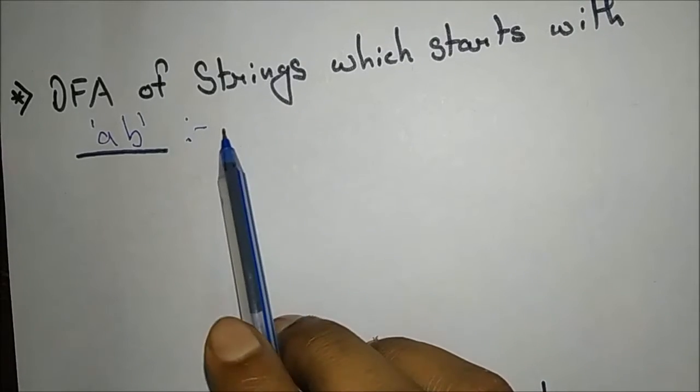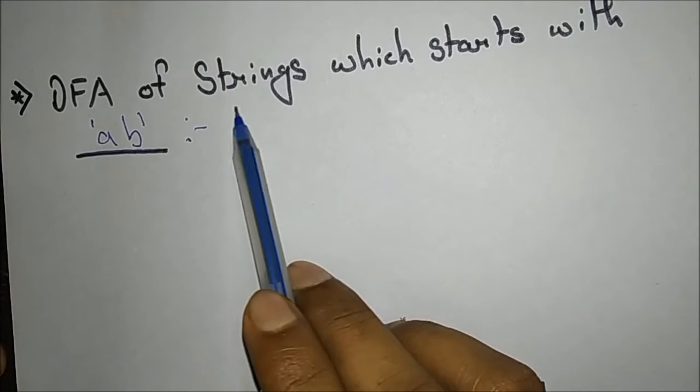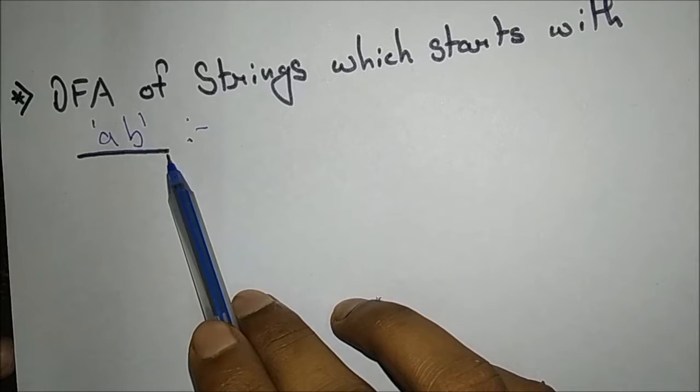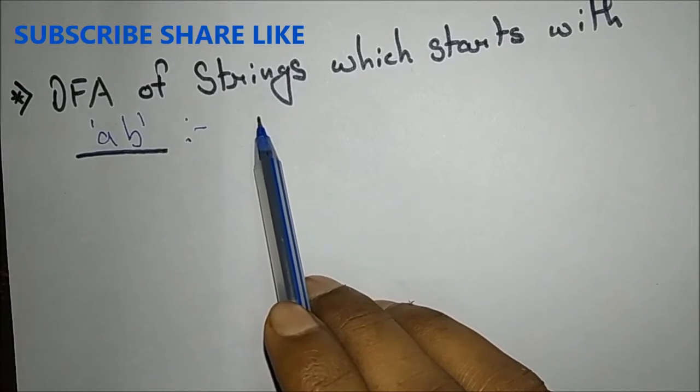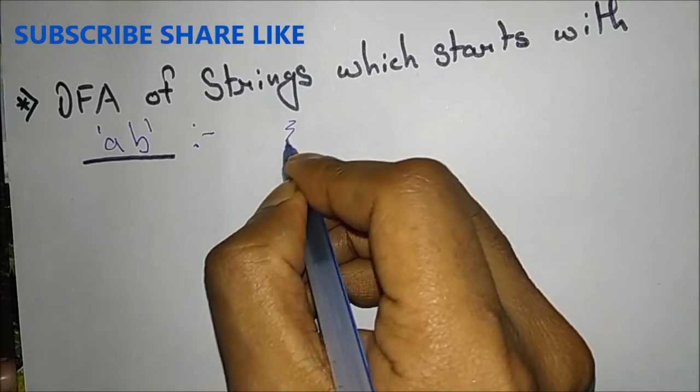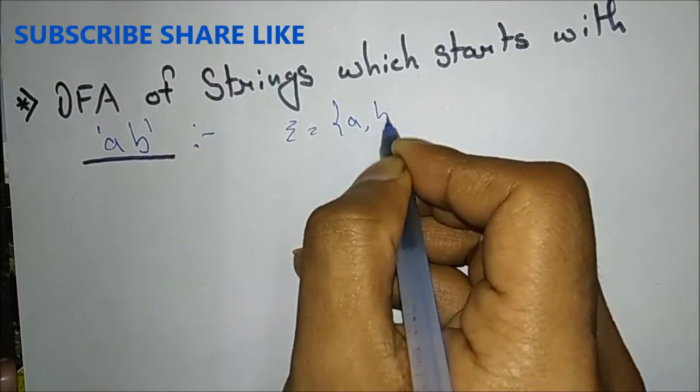Hello everyone, today we'll draw a DFA for strings which start with AB. Means a string starting with AB, we will draw the DFA. So first of all, the input alphabet is A and B, means there are two inputs.